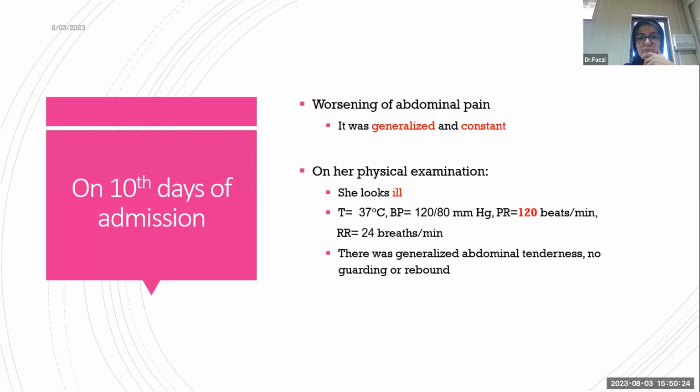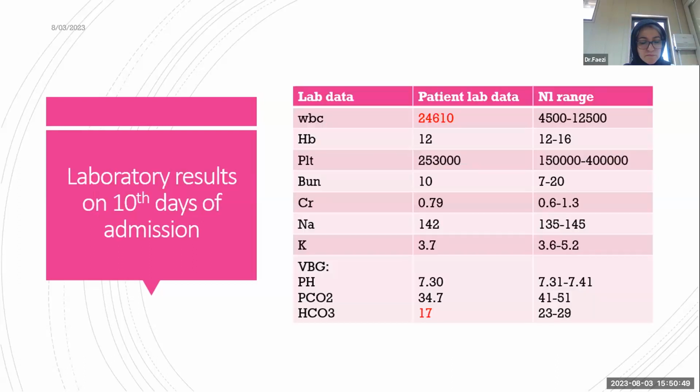On 10 days after admission, she complained of worsening abdominal pain. It was generalized and constant. On physical examination, she looked ill. Temperature was 37 degrees, blood pressure 120 over 80, pulse rate 120 beats per minute, respiratory rate 24 breaths per minute. There was generalized abdominal tenderness, no guarding or rebound.